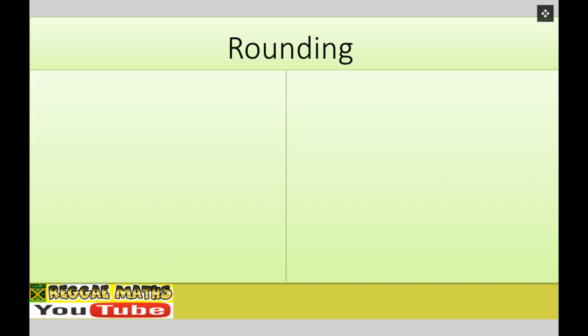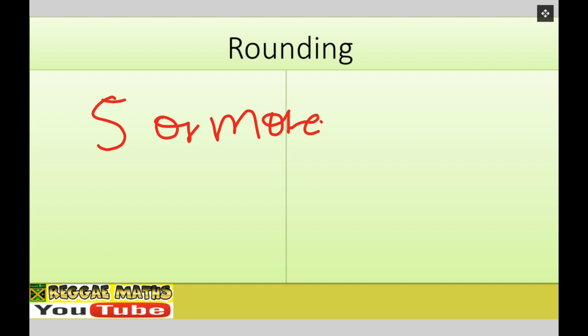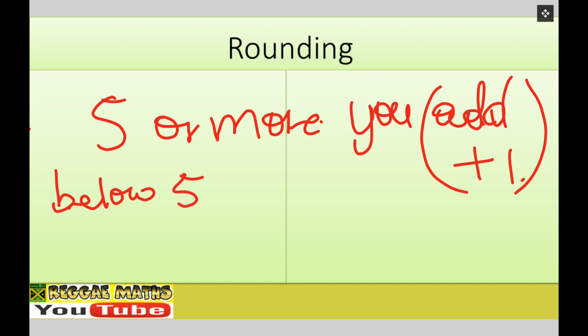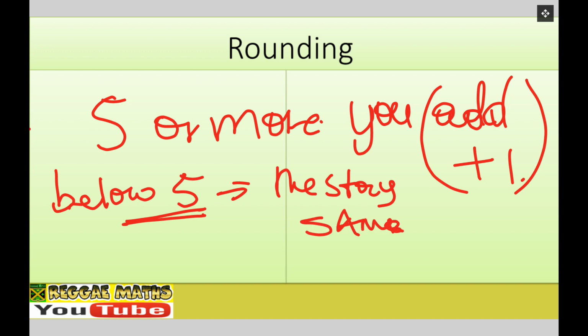So let's just summarize rounding. Rounding is very powerful, understanding rounding, because it helps, linking from place value. The next thing I'm going to look at is significant figures. So basically 5 is very important. 5 or more, you add 1. Below 5, it stays the same.